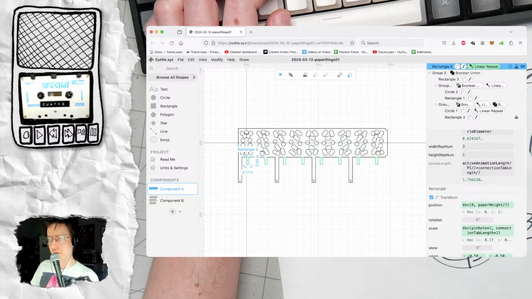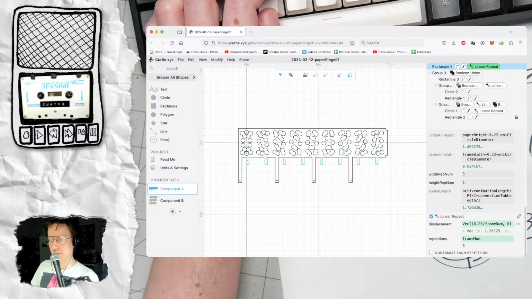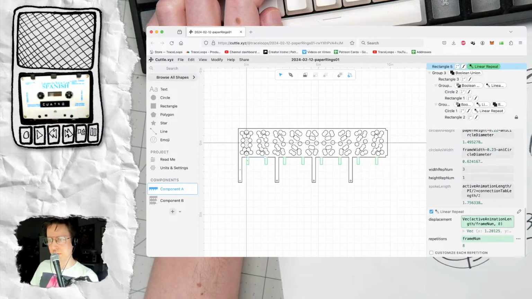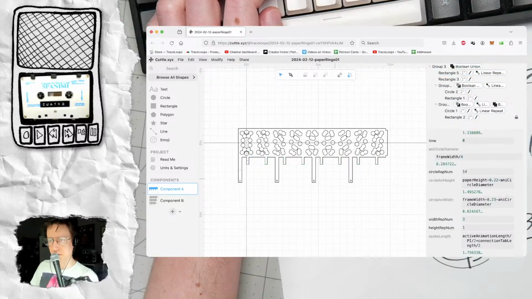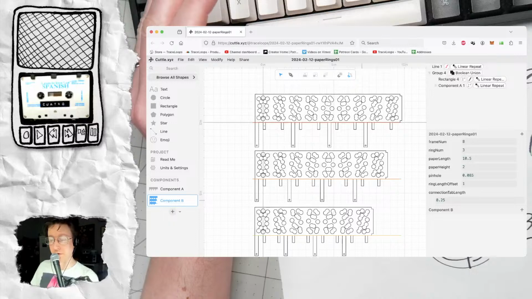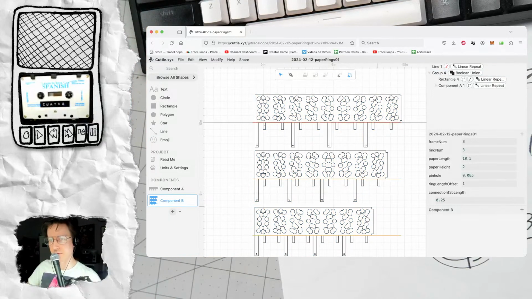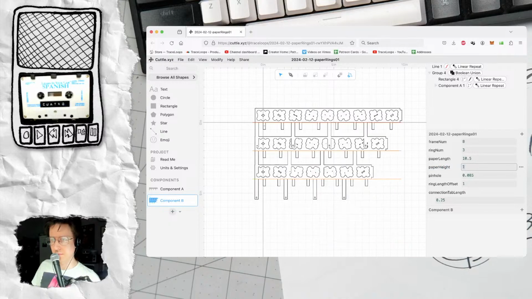Paper height divided by 2. And we're going to make this linear repetition be active animation length divided by frame number. Repetition is frame number, that's fine. Throw this in here. And if I want to operate these as their own individual, that's fine. If I want to just paper height, whoa.